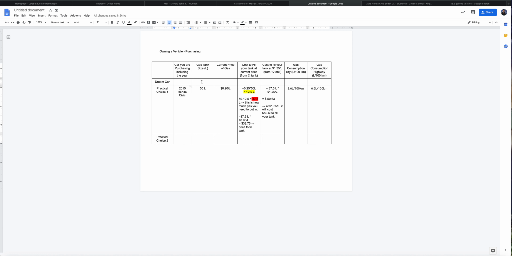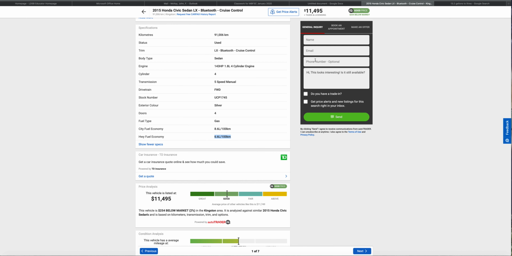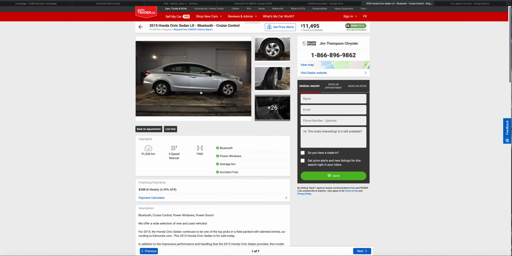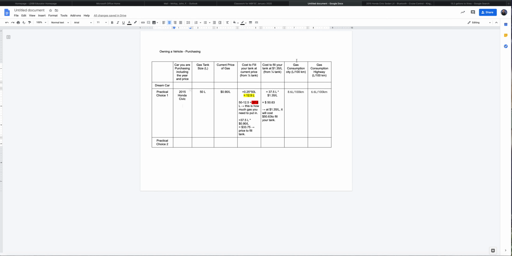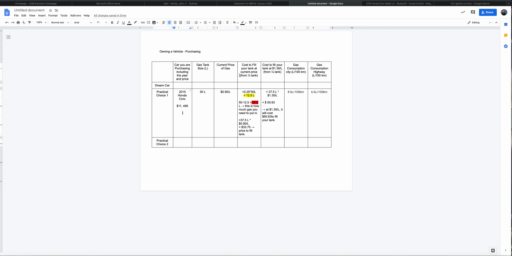If you wouldn't mind, I'll add this in, including the year and price. That way we have it and we can keep track of it. So let's go back here and we'll record the price for this vehicle. They want $11,495. You may as well record the kilometers too. This is all information that you're going to want to know. It's 91,000.